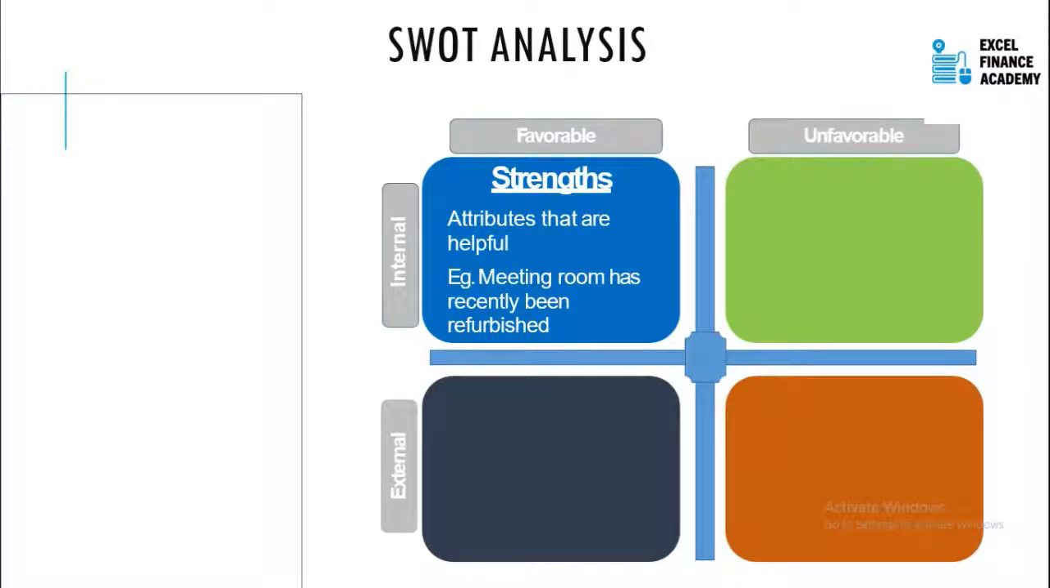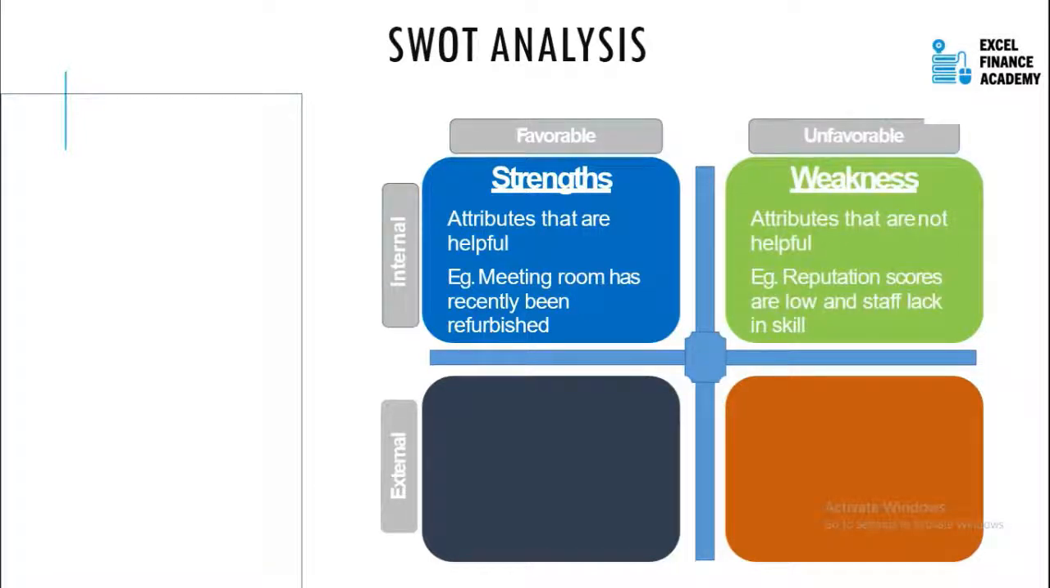So what are the strengths? Internal strengths are helpful attributes for us. For example, we have the largest banquet facilities. That's an attribute in our favor compared to your competition. So it's not about the USP of your hotel. Forget about USP. Focus on the benefit of this hotel compared to your competition. This is what you need to understand.